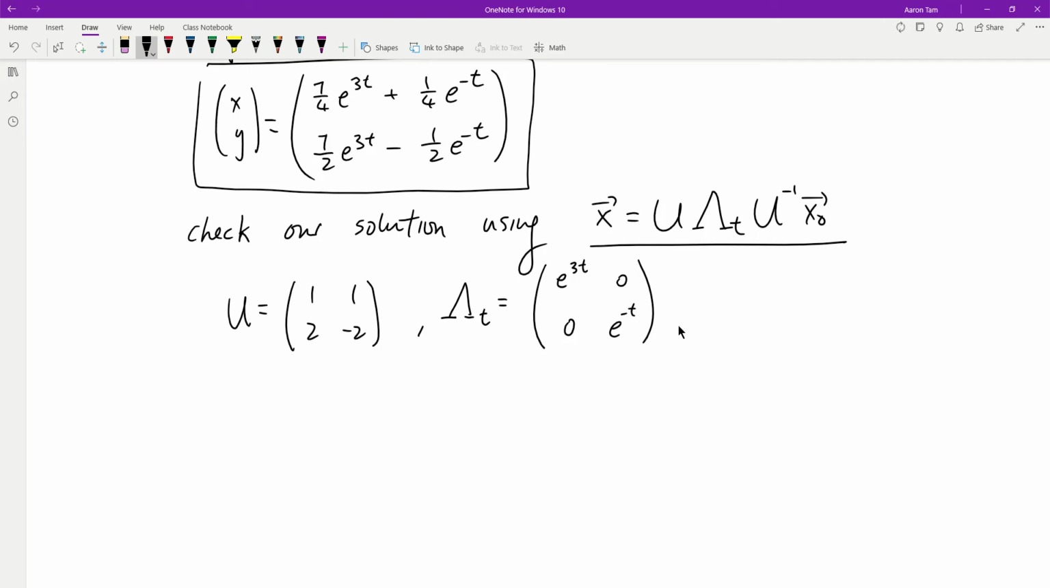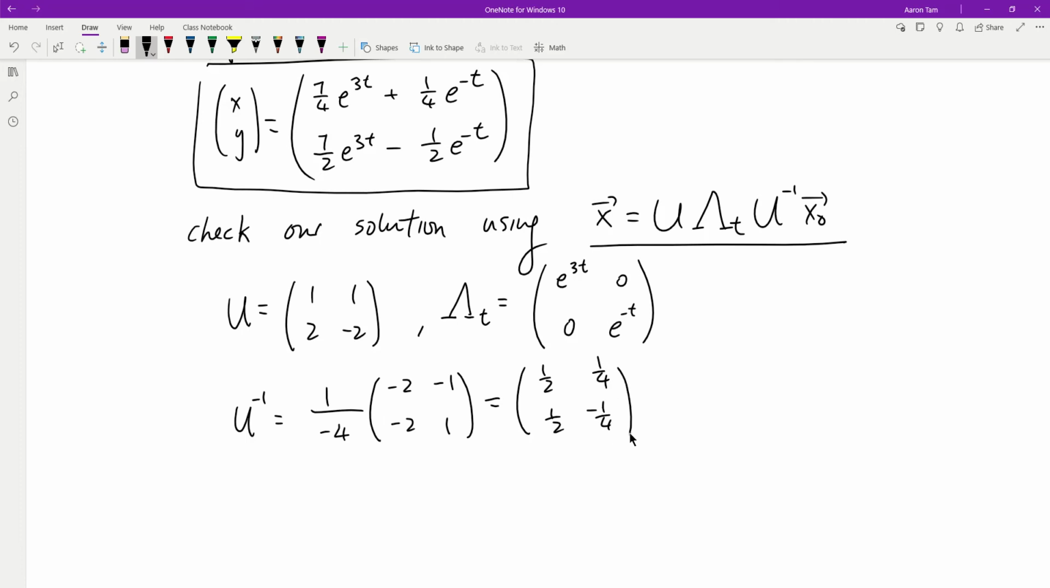I do need to find U inverse. Since it's a 2 by 2 matrix, it's pretty easy to find the inverse. So it'll be 1 over -2 minus 2, which is -4. And then, if I remember correctly, it's d, -b, -c, a. And so this comes out to be 1/2, 1/4, 1/2, -1/4. So that's my U inverse.